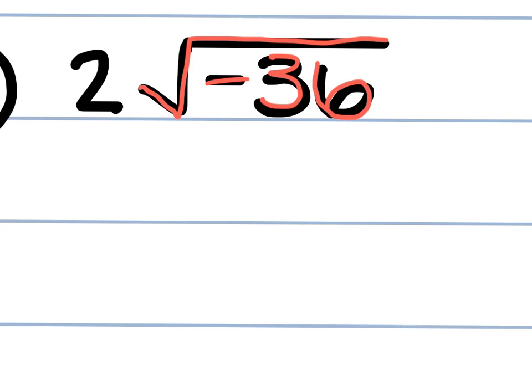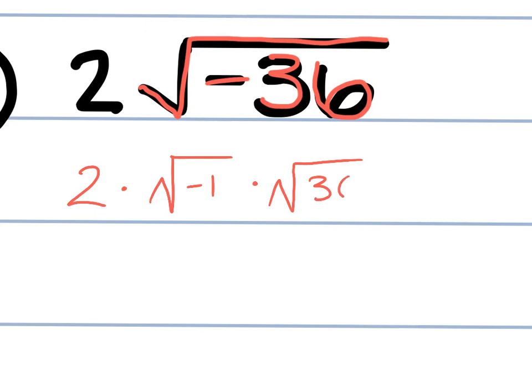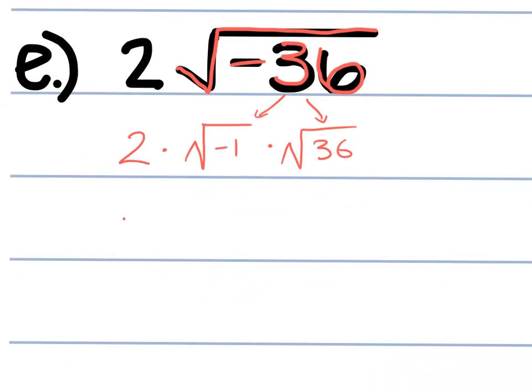Yeah. So you do 2 times square root of negative 1 and multiply that by the square root of 36. Good, so she broke this negative 36 up into two things. And then you get 2 times i from the negative 1. And then the square root of 36 is 6. And then you get 12i. Beautiful.